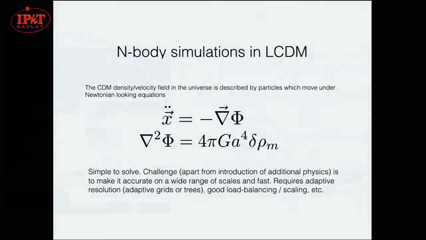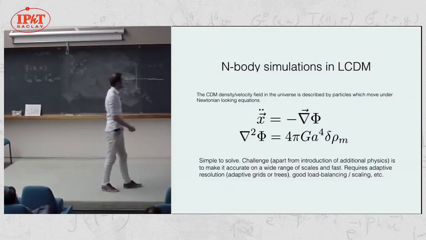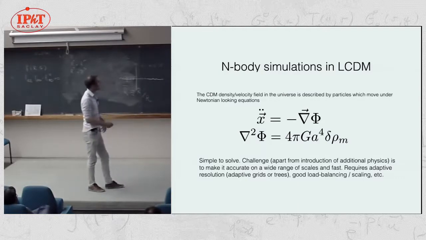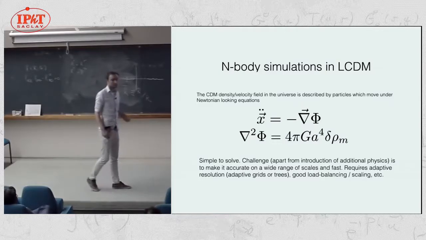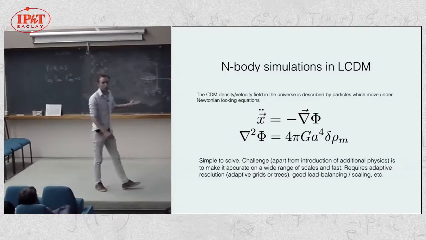So just a quick recap of n-body simulations in lambda CDM. This is the simplest thing you can do. It's Newtonian equations. You take your dark matter density field, you generate a realization of it, and then you just evolve it using these two equations: the geodesic equation, acceleration equals force, and the force follows from the Poisson equation.